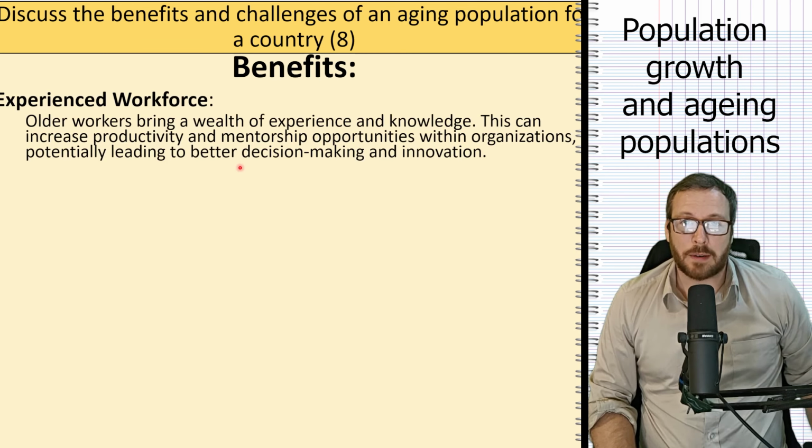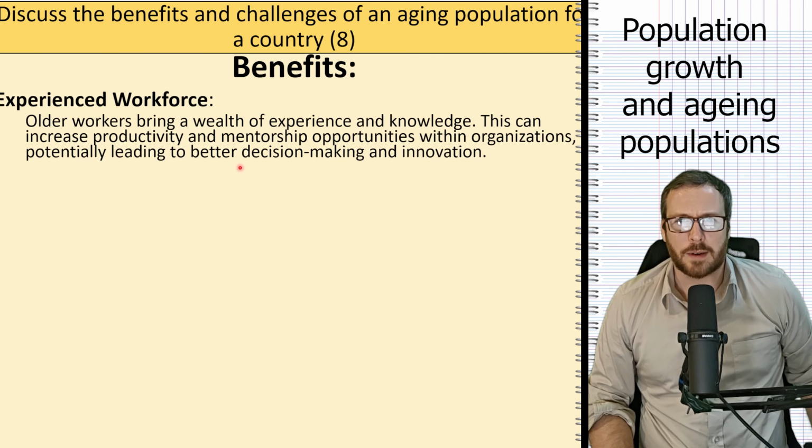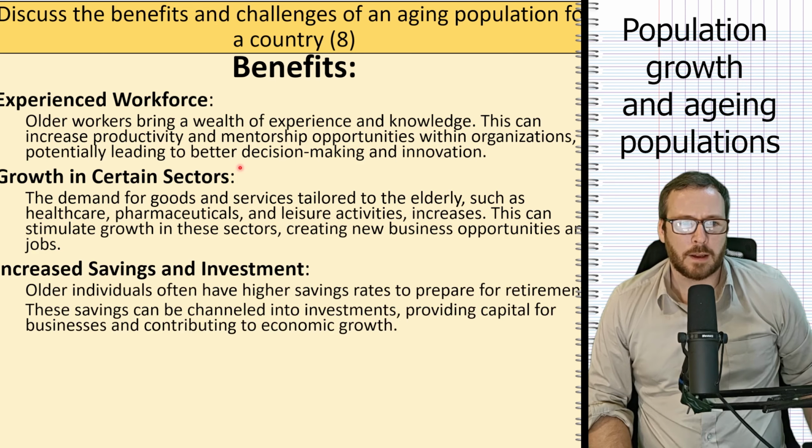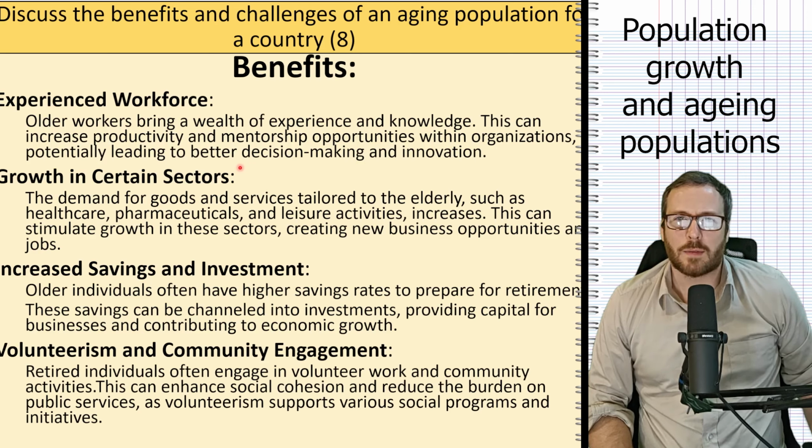The workforce is going to be experienced with an older population. Twenty years of experience per person is going to lead to great outcomes. What about sectors like ageing healthcare? That's going to be super popular, isn't it? There are going to be lots of care homes out and about. Saving and investment. Older people tend to be quite diligent with their savings. And what about the fact that when they're retired, they could volunteer? They could help other communities. We see that all the time. It gives them a sense of purpose and place.